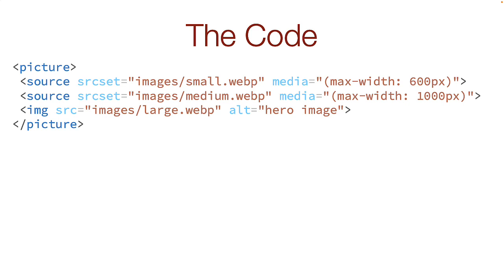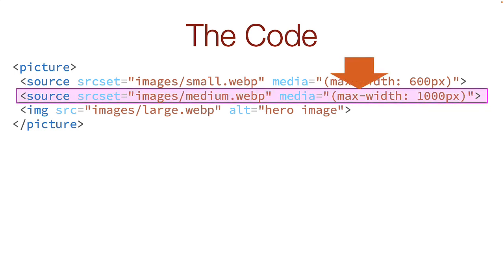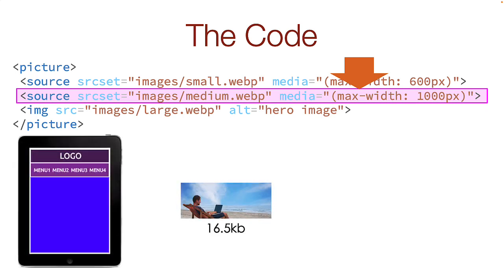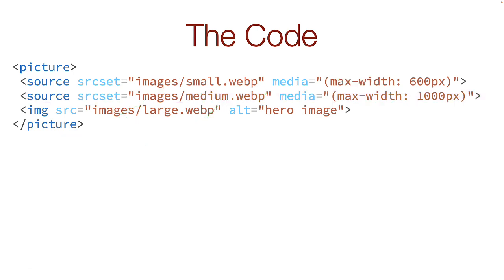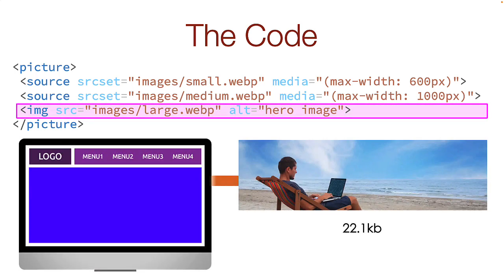If the browser is wider than 600, it then moves to the next source set. Now it checks to see if the browser window is less than 1,000 pixels wide. If it is indeed less than 1,000, then the medium image source set is loaded into the image tag. If the browser is wider than 1,000, then it moves on to the last option, which in this case is the large file. So just remember to use max width and start at the top with the smallest file and progress towards the largest file.